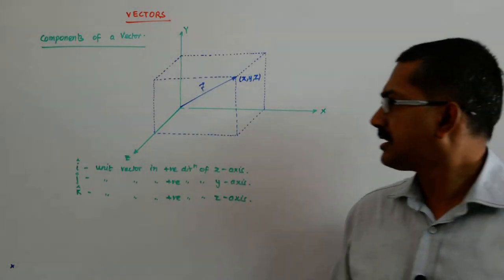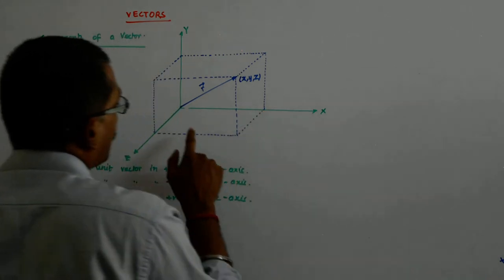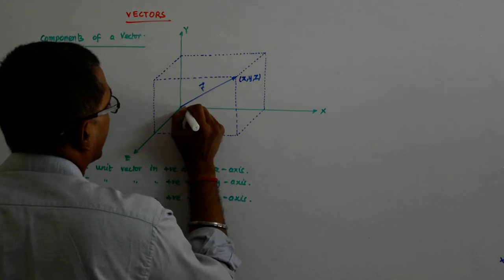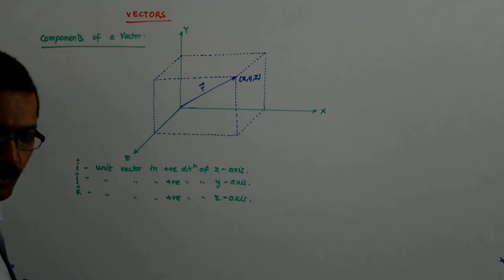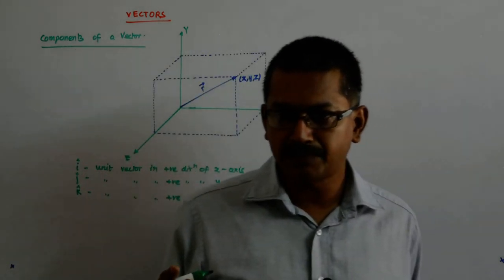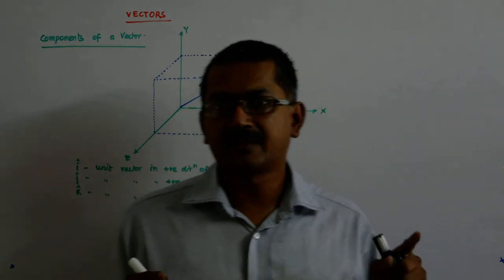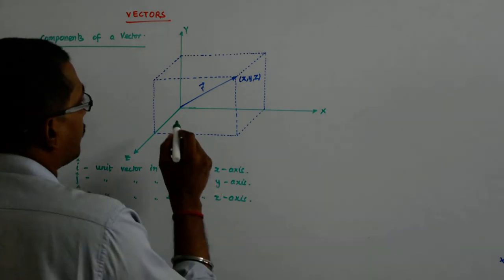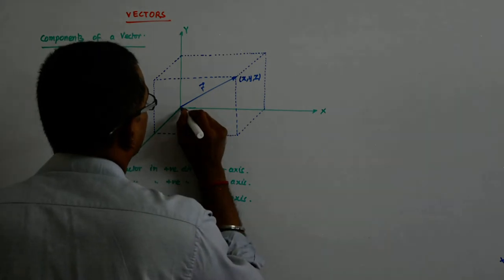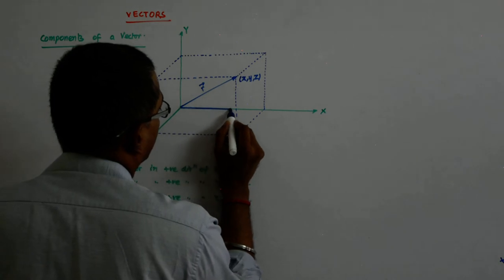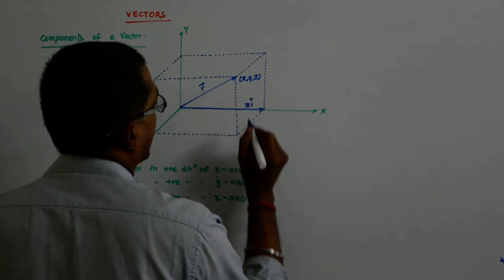Now, what happens if I know that this is x? Vector wise, what is this length? This vector is x into i cap. The moment I multiply i cap by x, the length of i cap is 1, it gets multiplied by x so that the total length becomes x. And the vector remains in the same direction if x is positive. So from here till here, this vector is x i cap.